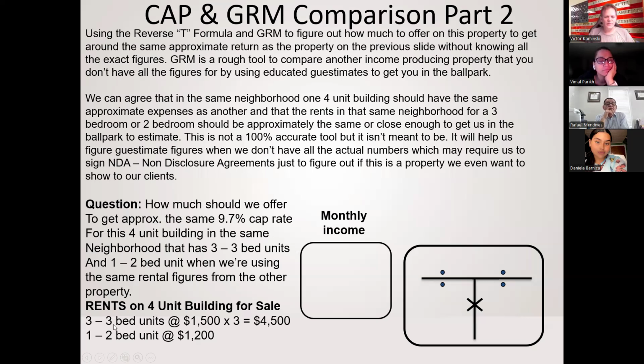So we know that the 3-bedroom units are renting for approximately $1,500 a month each. Times that by 3, that's $4,500. And then there's only 1 2-bedroom unit, and we know that in this area they're renting for about $1,200. So we're going to apply those figures, even though we're not sure if that's what the rents are from this guy. We're going to put a little guesstimation into it. So we add up the monthly income to find that the total gross operating income monthly for this property is $5,700. Now, if this is the reverse T formula, where do we put the monthly income?